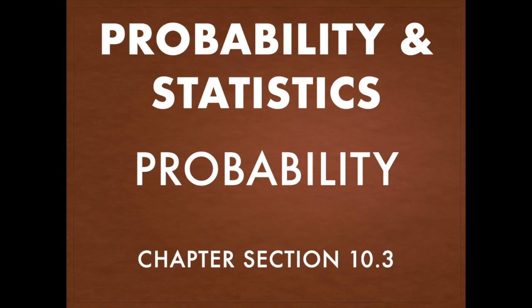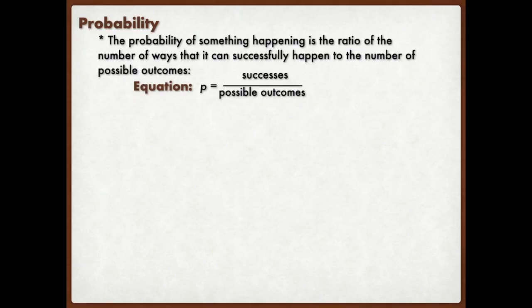Okay, now we're going to continue probability in statistics, and we're going to make our main focus today probability. The probability of something happening is the ratio. Remember, we talked about what a ratio is. If we're going 2 to 1, there's usually a colon between the 2 and the 1. We can also make it a fraction. So the probability of something happening is the ratio of the number of ways that it can successfully happen to the number of possible outcomes. So we're going to make this equation successes over possible outcomes.